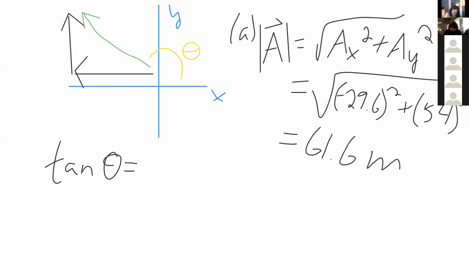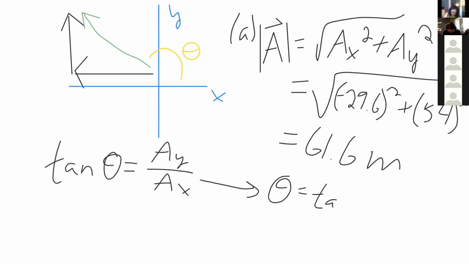Tangent theta is equal to the opposite over the adjacent. The opposite can look a little funky, especially with a picture like we have here, where we're dealing in the second quadrant. But the opposite is always going to be the y, and the adjacent is always going to be the x. And so if we solve this by taking the arctan of both sides, you get that theta is equal to the inverse tangent of the y component over the x component.